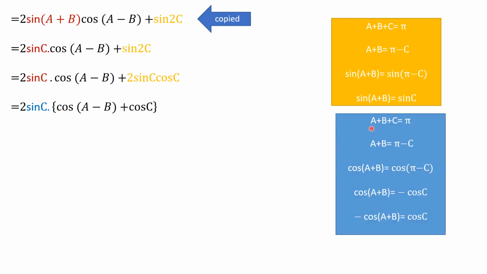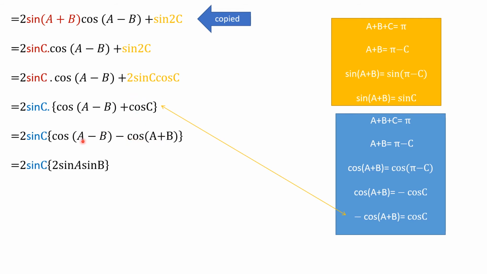Again, by question A plus B plus C is equal to pi, it means A plus B is equal to pi minus C. Then we will operate cos on both the sides. And in right hand side it is cos(pi minus C), which is minus cos C. And this minus can be written in left hand side as well. So ultimately minus cos(A plus B) is cos C. So here is plus cos C. This plus cos C can be replaced by minus cos(A plus B). So we have replaced this plus cos C by minus cos(A plus B).